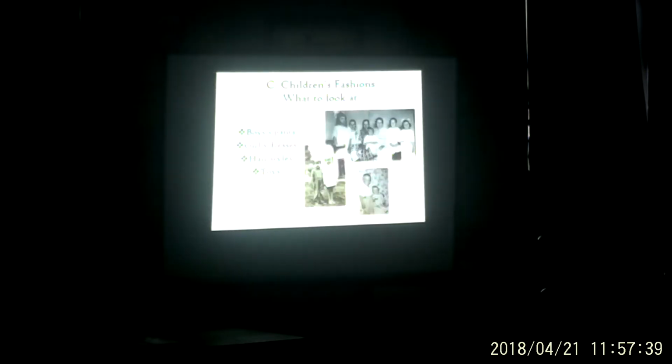Okay. And children's fashion. We look at pins for boys, girls, styles, and toys. There I am with my little rattle. Anybody want to guess? Yep. I was born in 52, so there you go. This was my mom and her brother in the 20s. And this is my mom when she was a lot younger, so probably in the late teens. Look at the bows. Next.